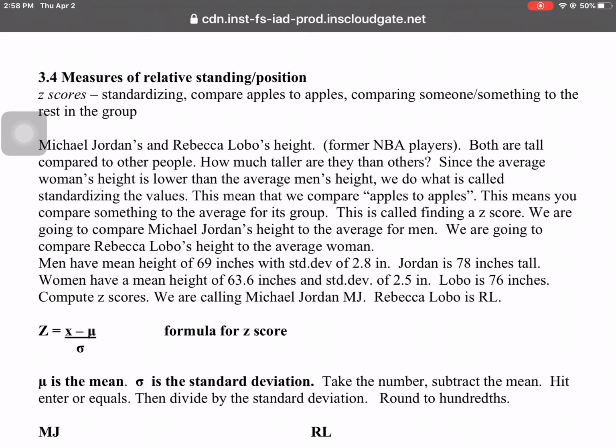I've got some pictures that are going to be posted in the modules with this lesson, just so you can see Rebecca Lobo. I'm sure you know who Michael Jordan is.